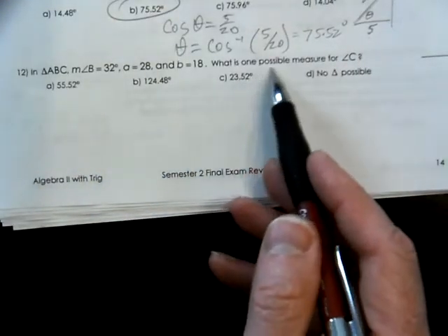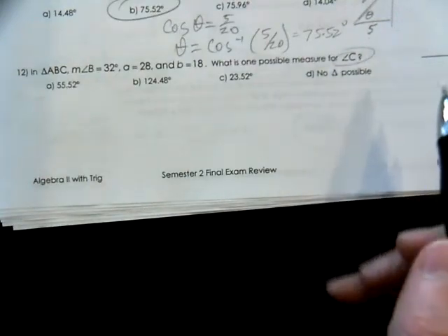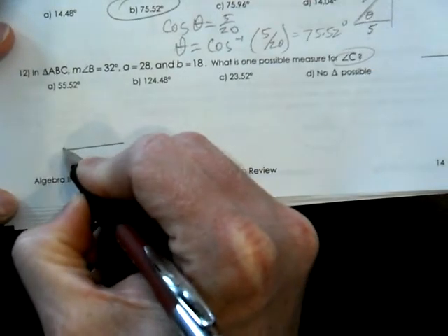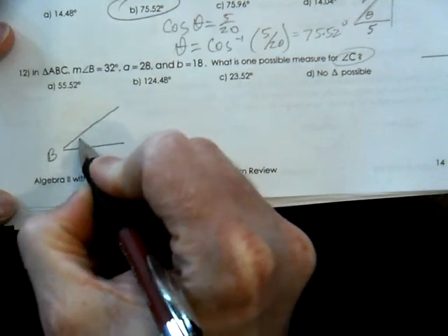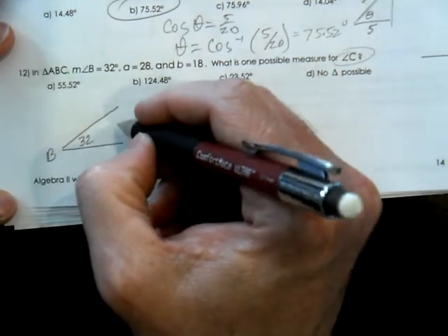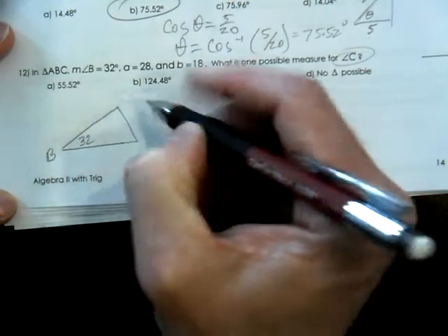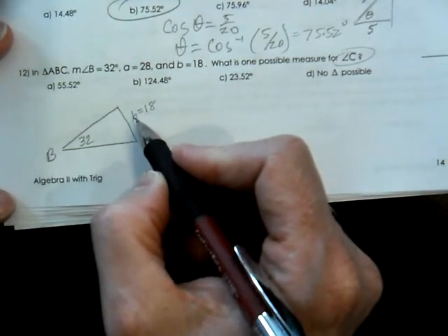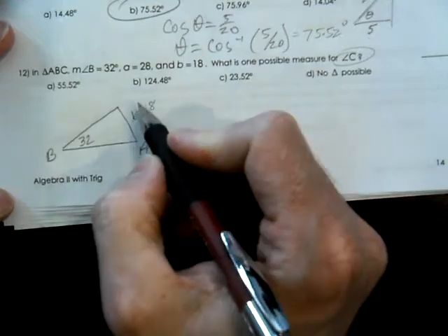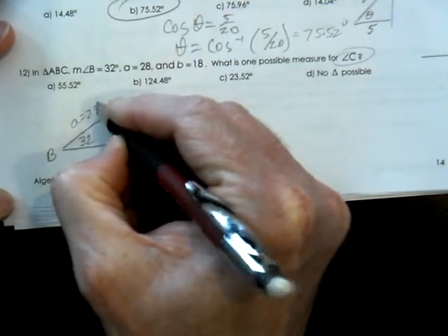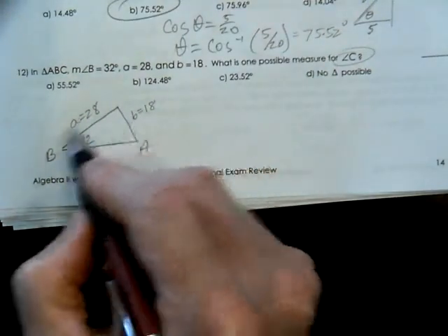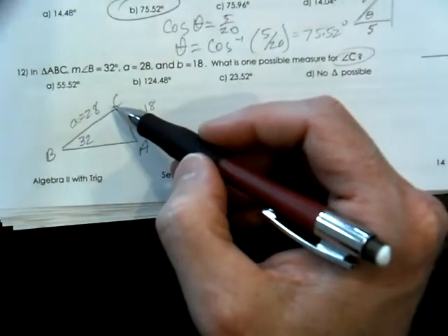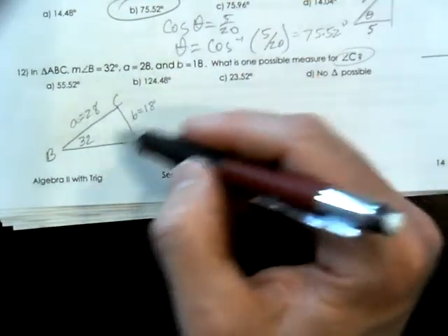Here's our triangle. What is the possible measure of angle C? So angle B is 32 degrees. Side B is 18. It's across from it. And side A, so this is an ASS triangle, angle side side. So for us to figure this one out, there could be two triangles here.